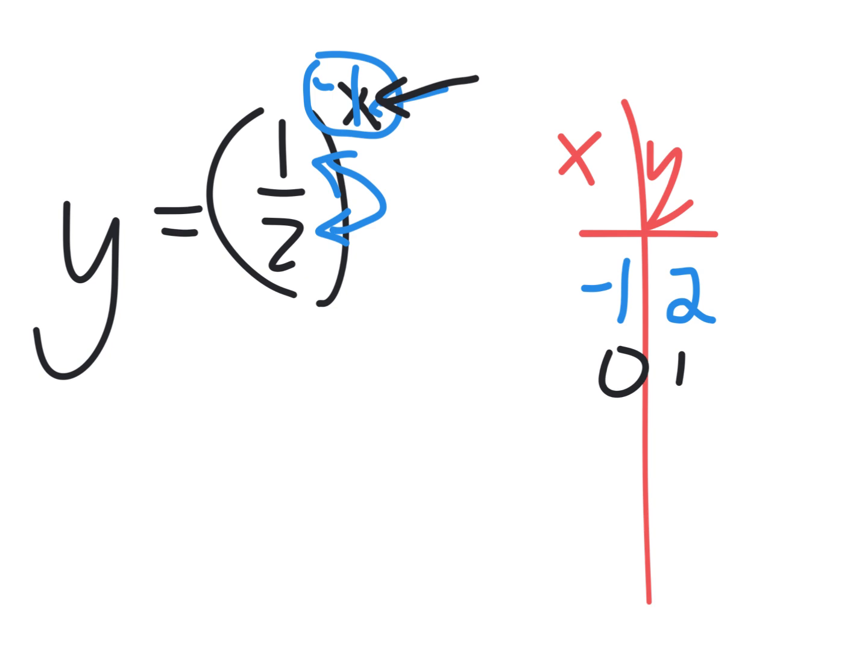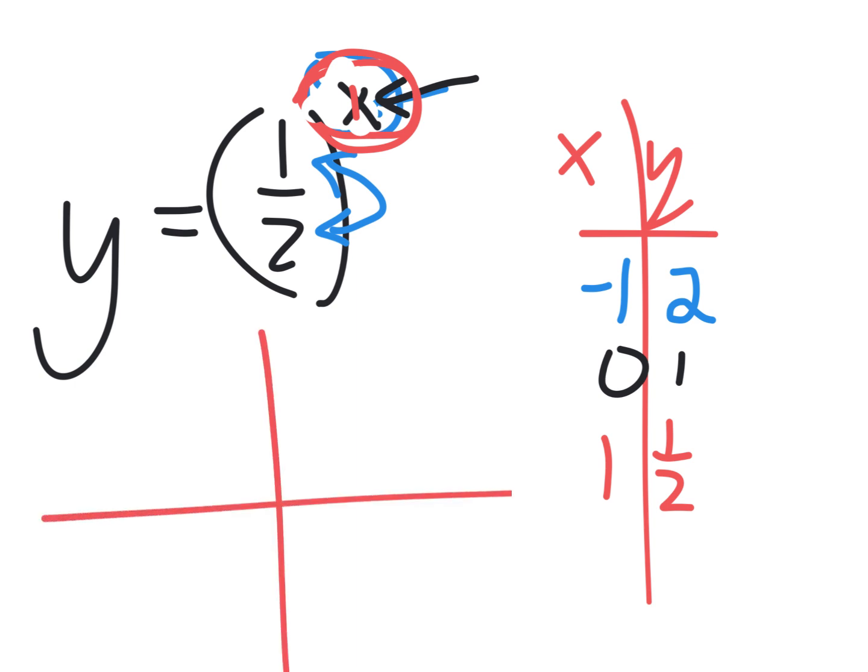And one more thing that's pretty easy to do is to put in, what's one more thing I could put in here? 1, I agree. I heard somebody say 1. You're right. If I put in a 1, 1/2 to the 1 is 1/2. And it's not that hard to graph 1/2. It's right between 0 and 1. So if you had graph paper, you would just go over 0, up 1, over, that one's at -1, up 2, and then over 1 and up 1/2.